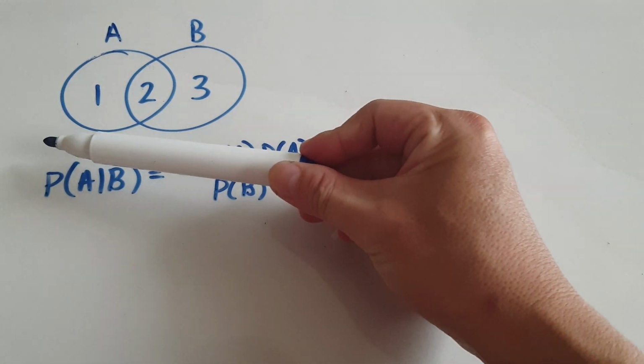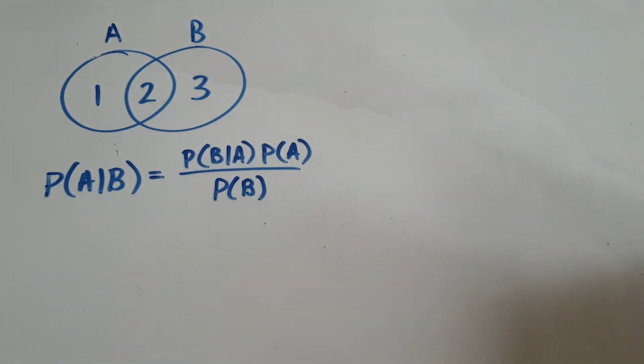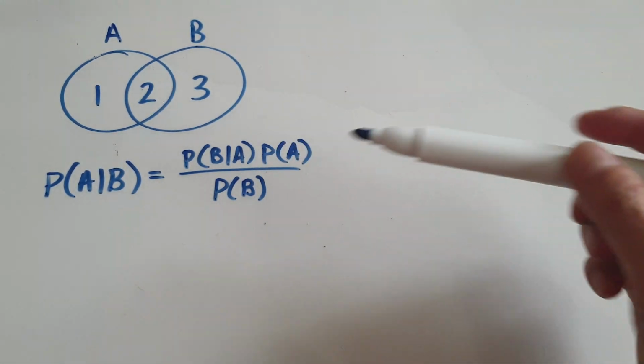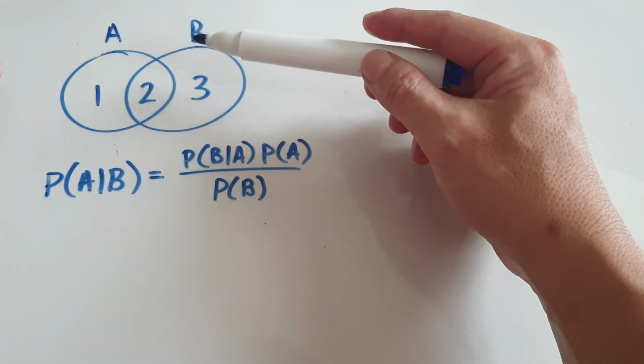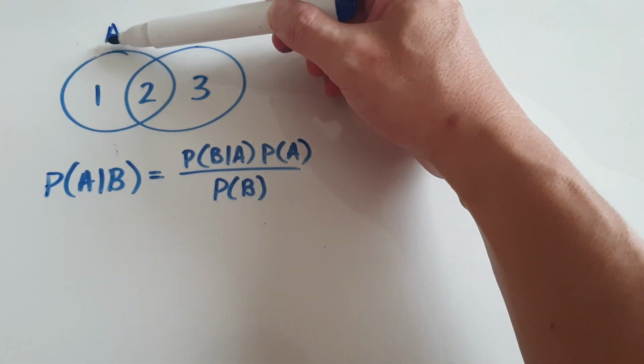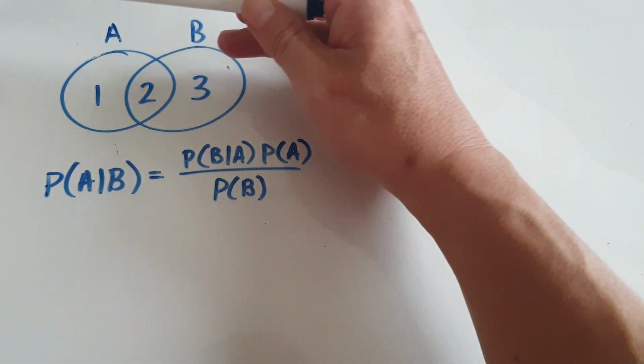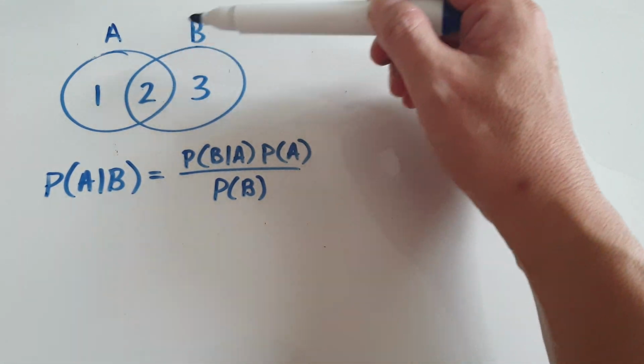In this video, I'm going to show you how to derive Bayes' theorem, and then in the next few videos, I will show you how to apply it. So let's say this Venn diagram represents a population of people who like apples and who like bananas. So if you're in this region, you like both apples and bananas.